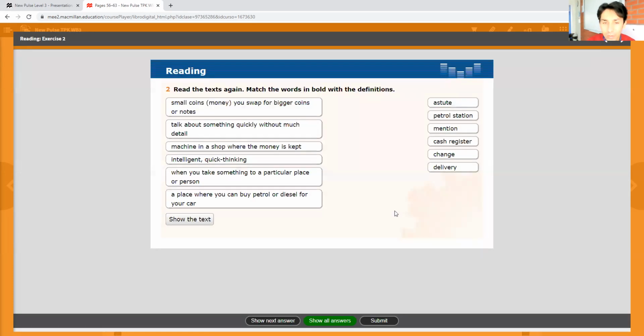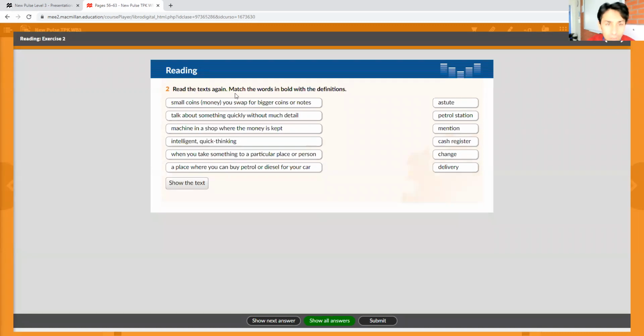I think the connection is slow, so... Okay, in here we will match definitions and the words. With the text again, match the words in bold with the definitions. Small coins, money. Use about for bigger coins or not. This is change. Talk about something quickly without much detail. This is mention. Machine in a shop where the money is kept. This is cash register.